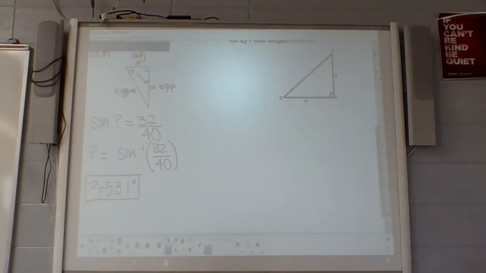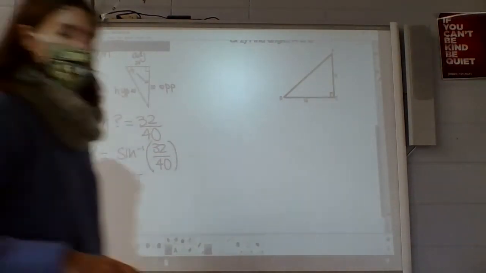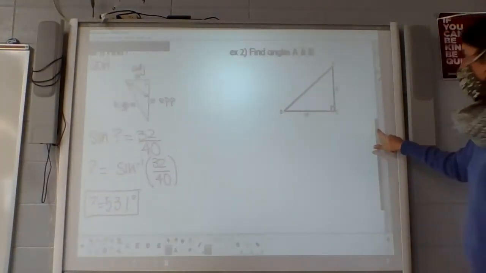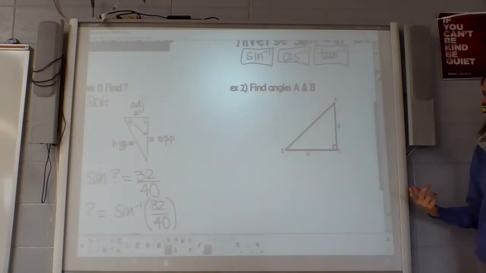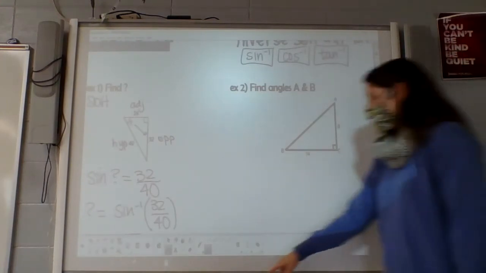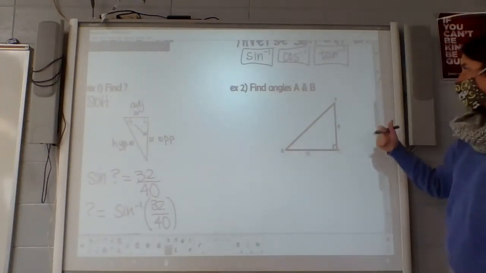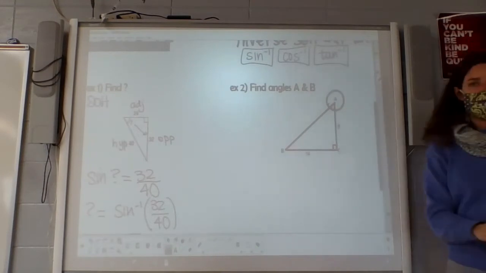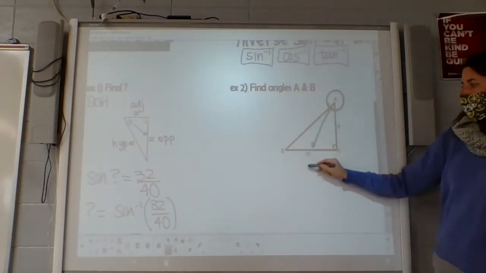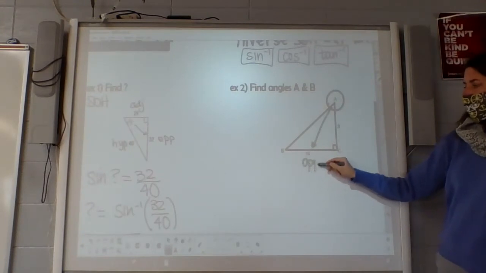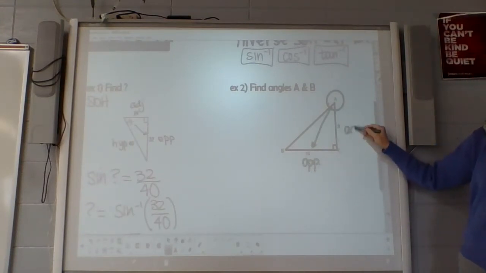Questions there? All right, let's look at example 2 then. Now this time they want us to find the measures of angles A and B. I guess I'll just start with A. So my angle A, I'm going to use as my perspective. So my 14 is my opposite, and then 8 is going to be my adjacent.